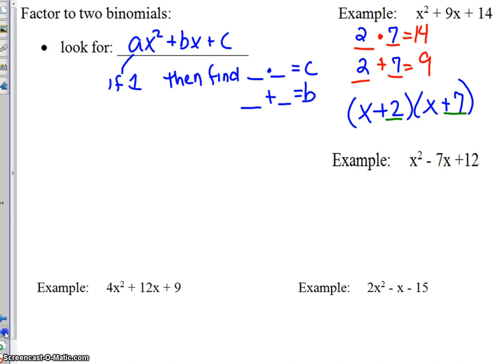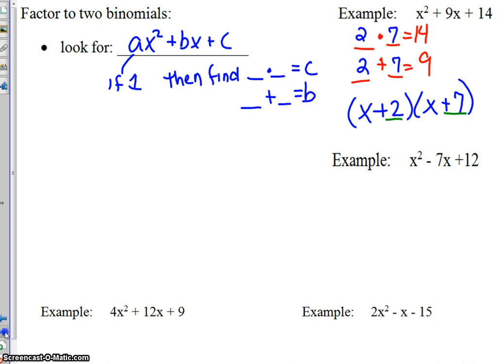Now, in this case, what I'd be looking at is, what two numbers multiply to give me 12, but when I add them, I get a negative 7. 6 and 2 multiply to get me 12, but they don't add up to negative 7, so 6 and 2 don't work. Okay, I tried those. Those don't work. Sorry about the bell.